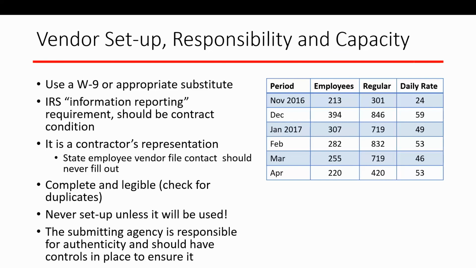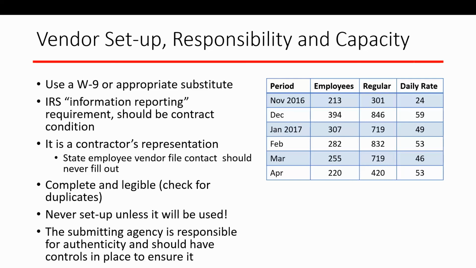Let's talk a little bit about vendor setup, responsibility, and capacity. To set up a vendor, we use a W-9 or an appropriate substitute. A W-9 is a tax information report or document. The IRS does not require that we send it to it, but the IRS requires it to be on file in case they come and audit us.